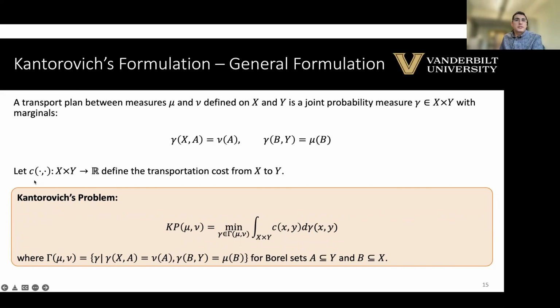And then if we define our transportation cost C to go from x times y to r, then we can define our Kantorovich problem as exactly the minimum expected transportation cost. So this is our expectation of transportation cost. And then our transport plans are joint distributions with the marginals as we defined. So this is our constraint.